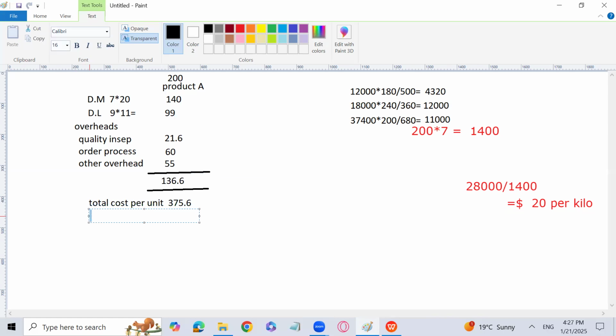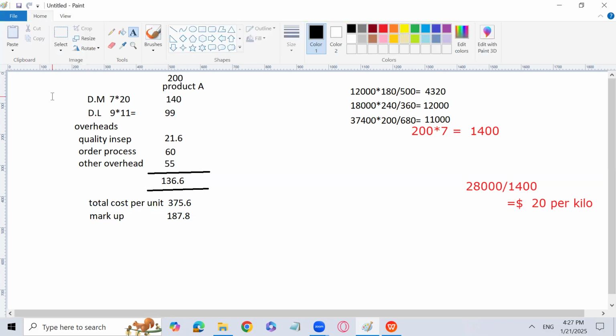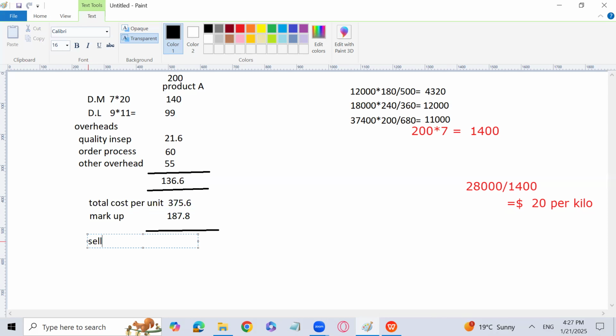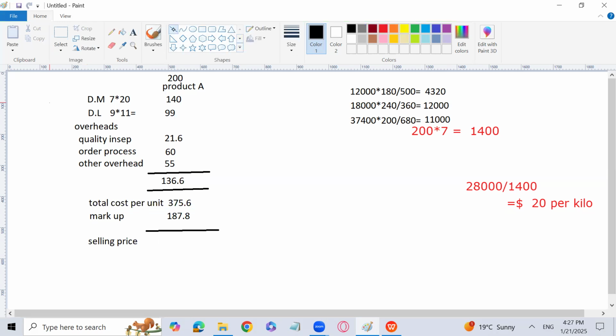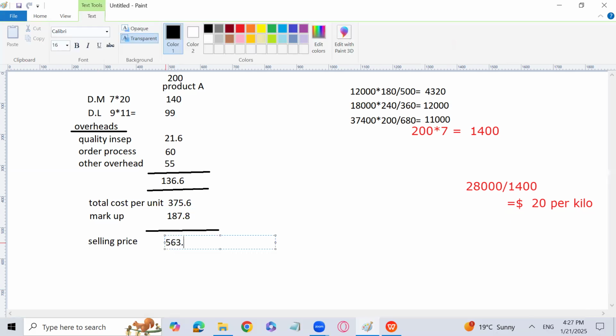375.6, and it has been given that the markup is going to be 50%. So 375.6 divided by 2, we will get the markup. 375.6 divided by 2, because markup is 50%, is 187.8. So I will add 375.6 plus 187.8. I will find the selling price per unit to be charged from the customer according to the activities consumed by product A, according to their cost pools of overheads, quality inspection, order processing, and other overheads. 563.4. So that is the selling price we have already calculated.